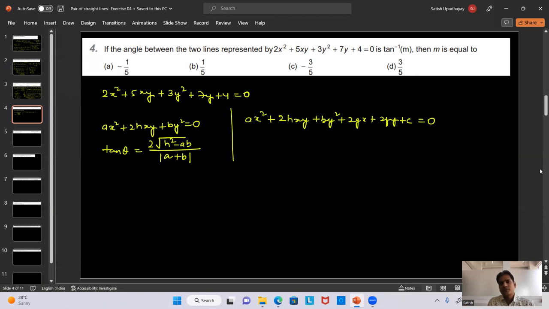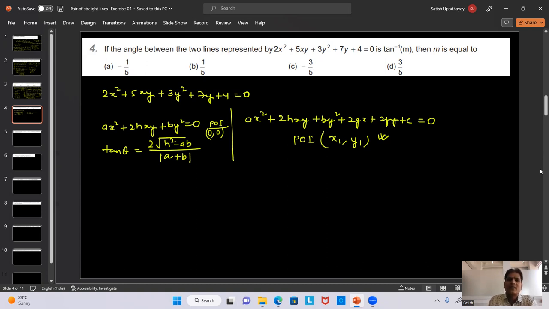So basically, we can write it in terms of our homogeneous equation with the shifted point of intersection. Suppose the point of intersection of both these lines is x1, y1, and here the point of intersection is our origin, 0, 0. So basically, this is only shifted. There will be no change in the angle. Whatever the angle is for this, the same angle will be for this also. So we can apply the formula here also.